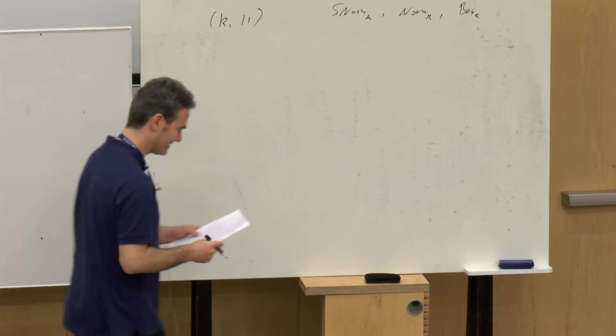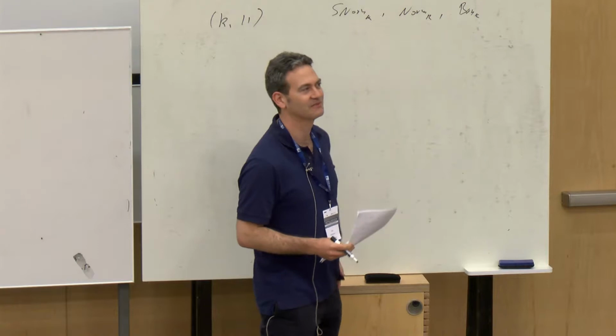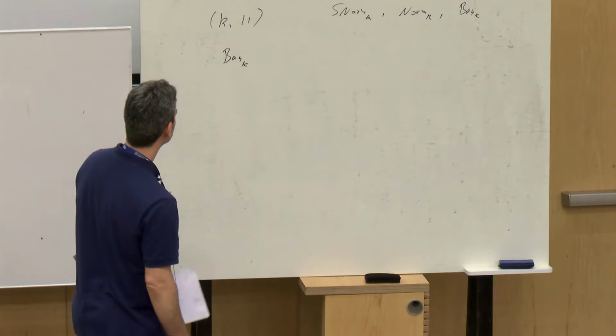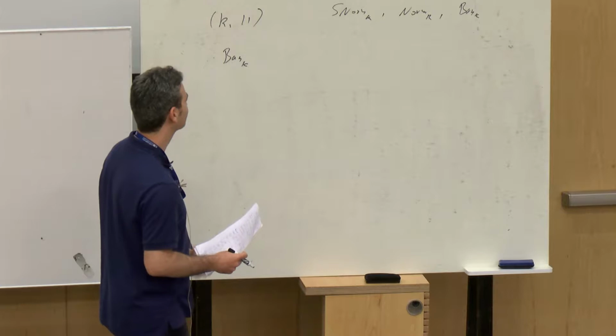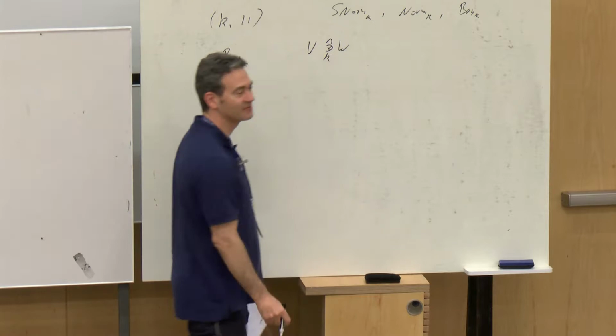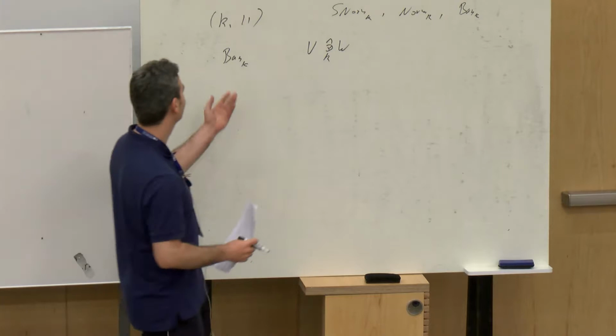And the nice thing is that all of these categories are sort of nice categories. So what do I mean by nice categories? So let's, for instance, focus on Banach spaces over K. So the first good feature about this category is that it has a closed symmetric monoidal structure. So if you have two Banach spaces, V and W, you can take their completed tensor product, which is sometimes called the projective tensor product, and this gives a symmetric monoidal structure on this category.